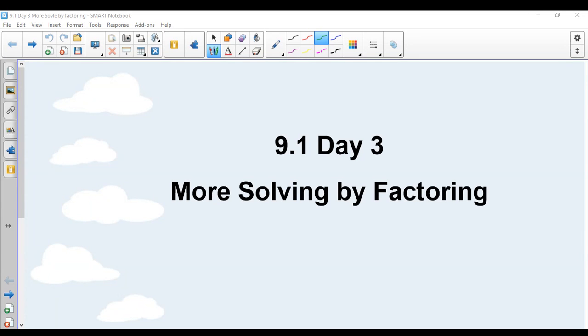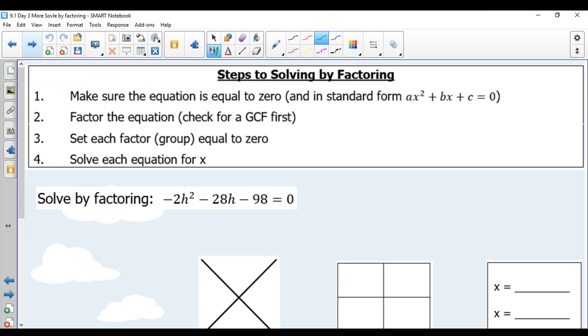All right, so I just have one more little video here just so you guys can see more solving by factoring. We know we've talked a little bit that we need to make sure the equation is equal to 0 first and that it's in standard form. So meaning that our x squared goes first, our x in the middle, and our third term by itself. We factor the equation. We're going to make sure we check for our greatest common factor. And then we set each factor group equal to 0 and we solve that way.